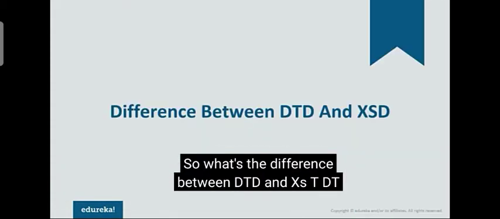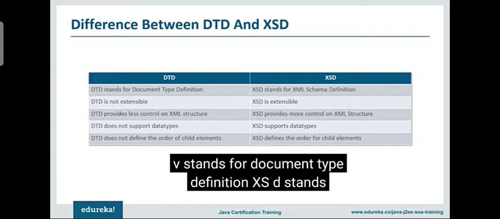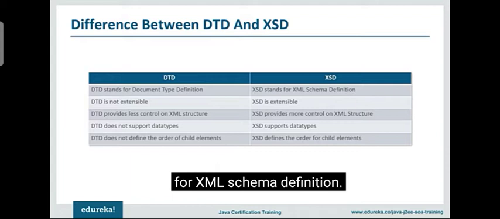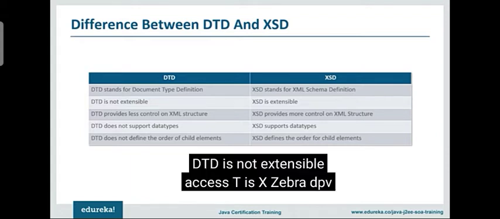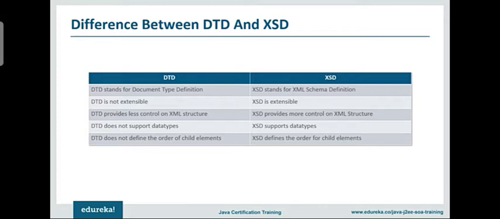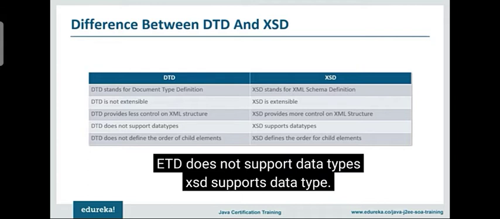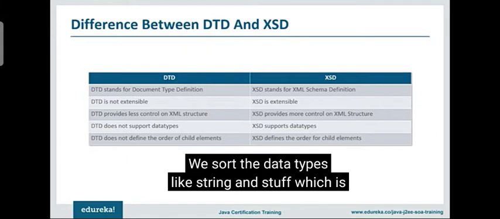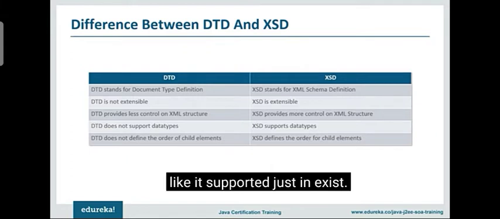So what's the difference between DTD and XSD? DTD stands for document type definition. XSD stands for XML schema definition. DTD is not extensible. XSD is extensible. DTD provides less control on XML structure. XSD provides more control on XML structure. DTD does not support data types. XSD supports data types. We saw data types like string, which are supported just in XSD. You don't have DTD supporting it.